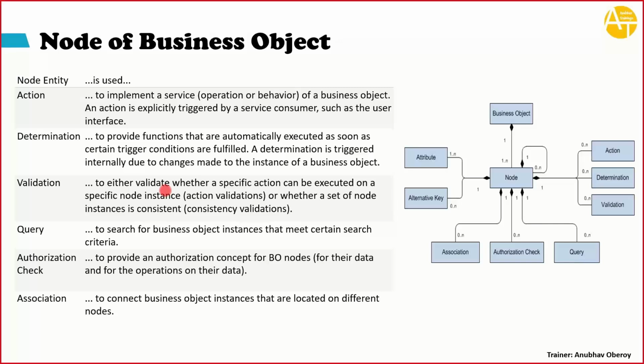Or suppose I am booking a ticket with a discounted price, and I've given incorrect card details for payment. All this is a validation example. We want to validate on a particular action execution or on a particular event. We want to validate the data and check the consistency of the data. Then comes query. Query is again search, more search oriented. So if I want to do a search to meet certain search criteria, like a filter, I want to filter some data based on some criteria.